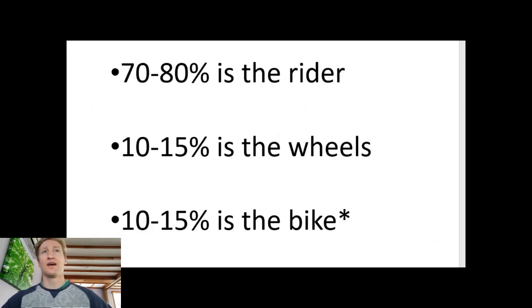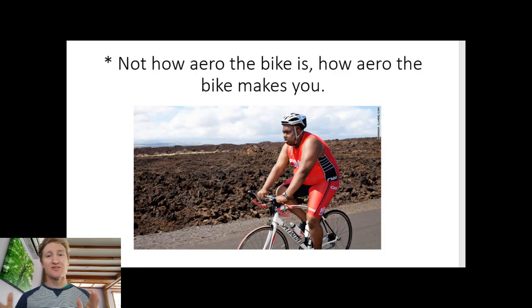Then we look at where we are being affected by wind. So 70 to 80% of the drag comes from the rider, 10 to 15% is the wheels, and 10 to 15% is the bike. So 10 to 15% of overall drag is the bike. And that's not even the bike itself. That is the position the bike puts you in. So I'm afraid, yes, you probably have spent too much money on your aero bike in the hopes that it will make you go faster, when in actual fact it's you that makes you go faster.